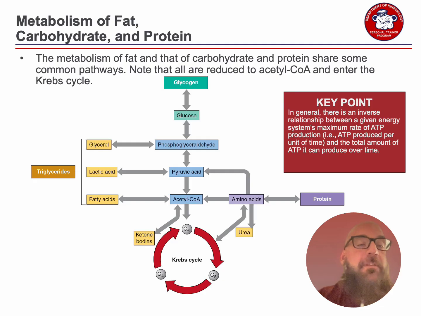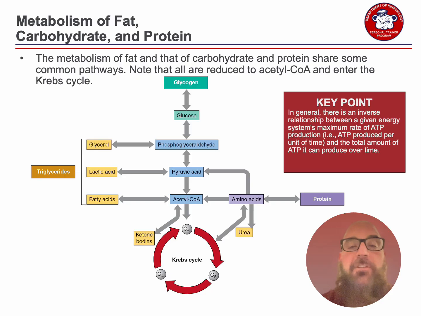Metabolism of fat. So one thing to think about: fat, carbs, and protein are macronutrients. The metabolism of fat and that of carbohydrate and protein share some common pathways. Note that all are reduced to acetyl coenzyme A and enter the Krebs cycle. In general, there is an inverse relationship between a given energy system's maximum rate of ATP production, for example ATP produced per unit of time, and the total amount of ATP it can produce over time.